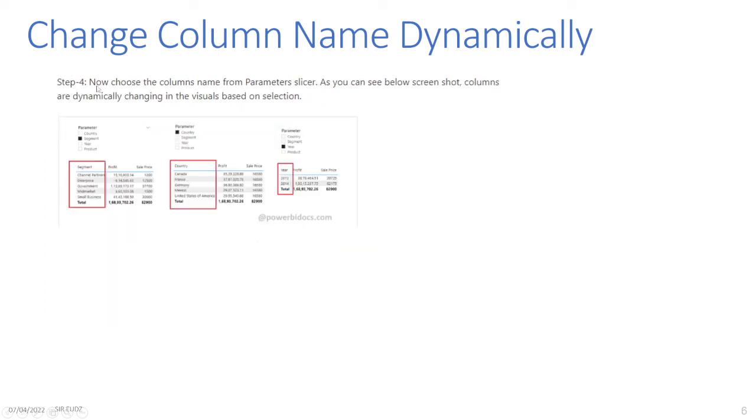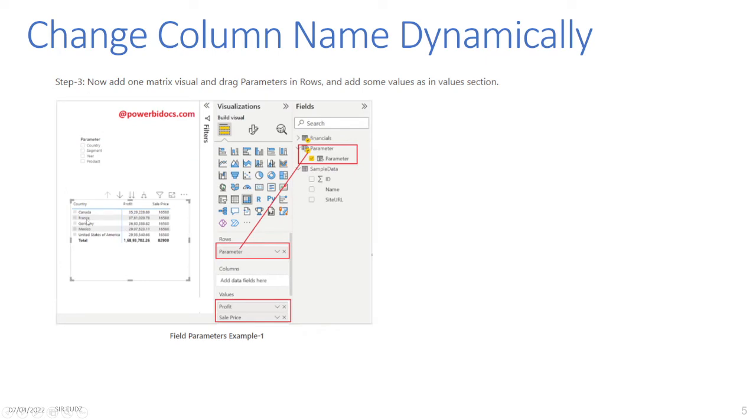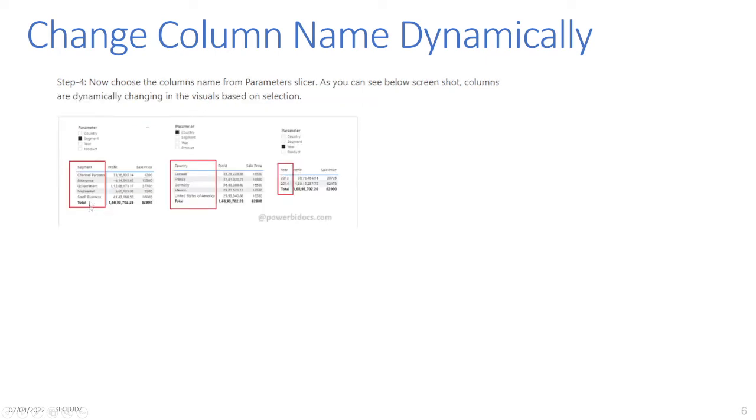Step 4, now choose the column names from the parameter slicer. As you can see in the screenshot, columns are dynamically changing in the visuals based on the selection. Initially we have country. If you click on segment, this will become segment. Click on country, this will become country, and then if we click on year, this will become year. So the column name is changing dynamically.